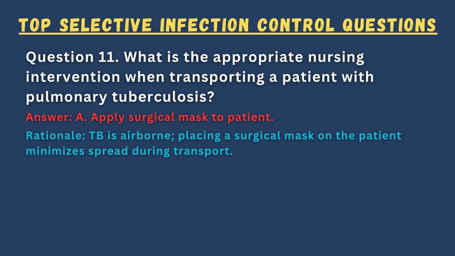Answer. A. Apply surgical mask to patient. Rationale. TB is airborne. Placing a surgical mask on the patient minimizes spread during transport.